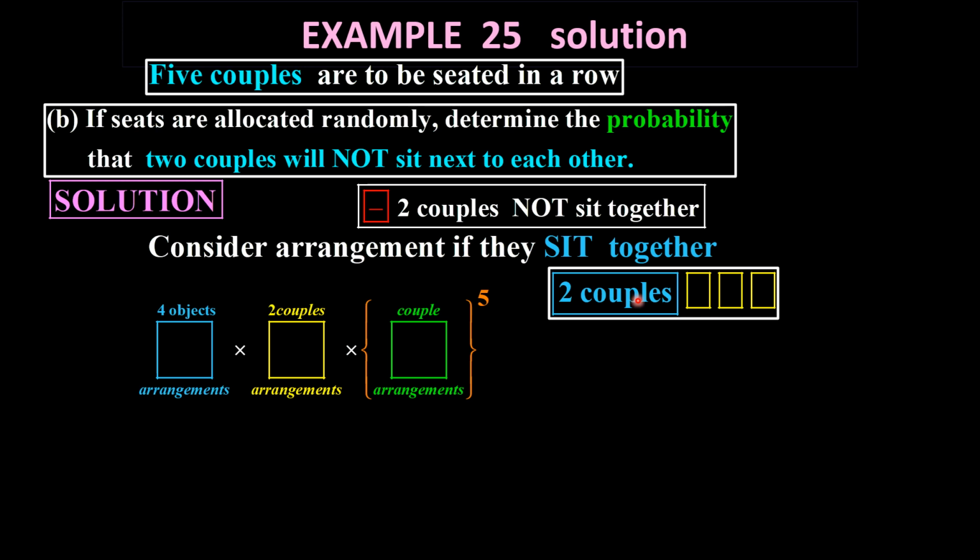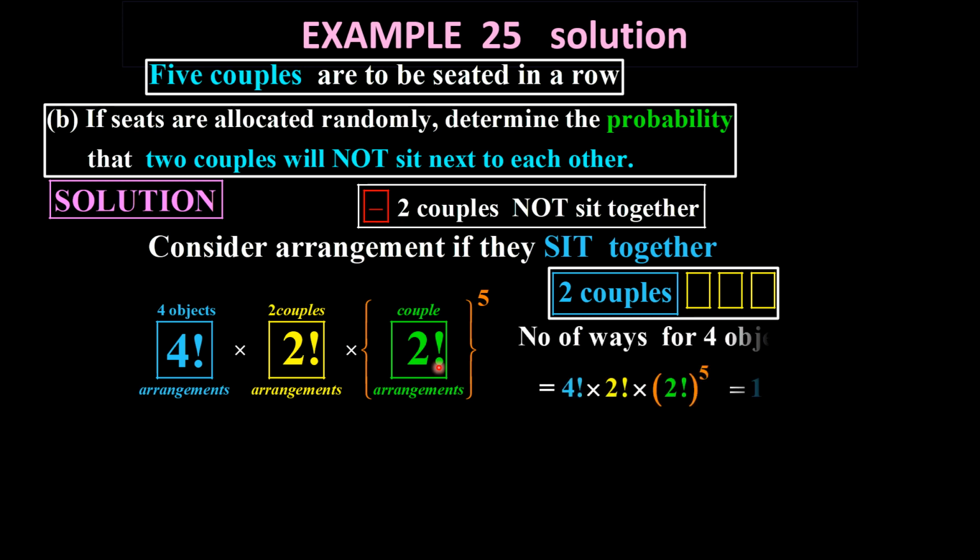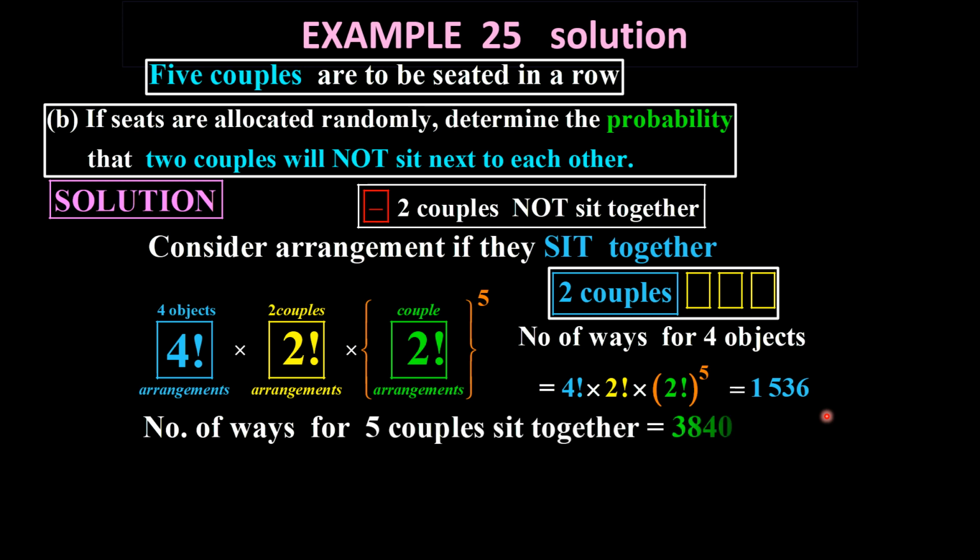So the 2 couples can be arranged in a certain way, and then each couple, remember there are 5 couples, they can also be switched around. So there are 4 objects, that's 4 factorial, right? 2 couples can be arranged in 2 factorial ways. Each couple can be arranged in 2 factorial, can switch them around, but there are 5 of them, so I raise it to the 5. We do that calculation, it gives us 1,536. The number of ways of 5 couples sitting together is 3840.